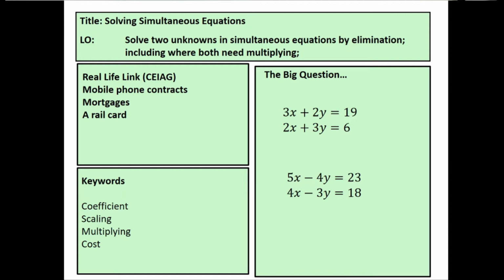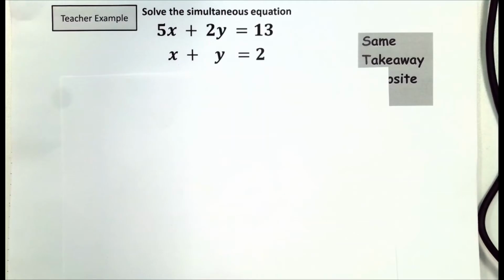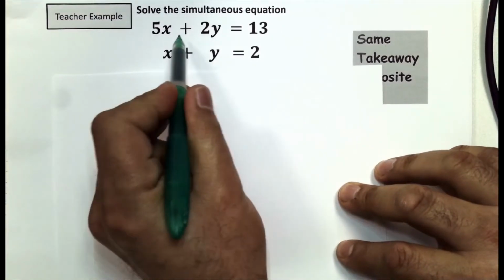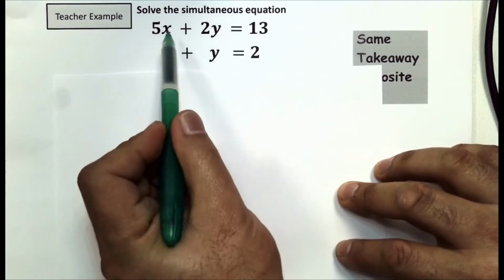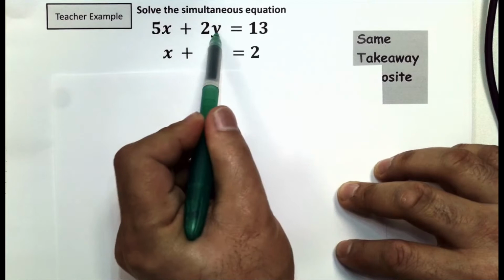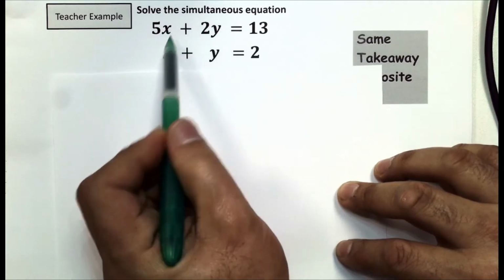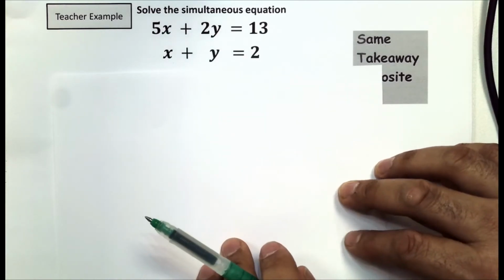This is lesson 1 of solving simultaneous equations, and what we will be looking at is solving simultaneous equations by using the elimination method, where we are multiplying either one or both of the equations. So for this first example, 5x plus 2y equals 13, x plus y equals 2. So we've got two equations with two unknowns, x and y, and we need two equations to solve this simultaneously.